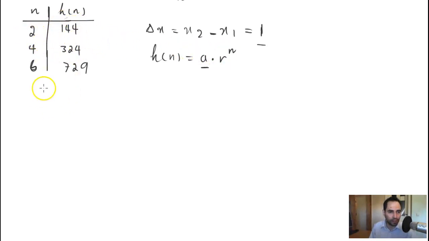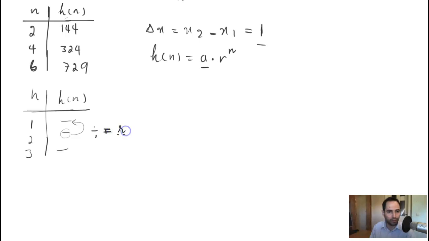If I had, for example, a table like this related to the same function h of n, with 1, 2 and 3 and some values here, then I could simply divide this by this, and this would be my r. But I don't have this table right now. So that means I don't know what my r is, and I don't know what my a is. But there is some other way that you can figure it out.